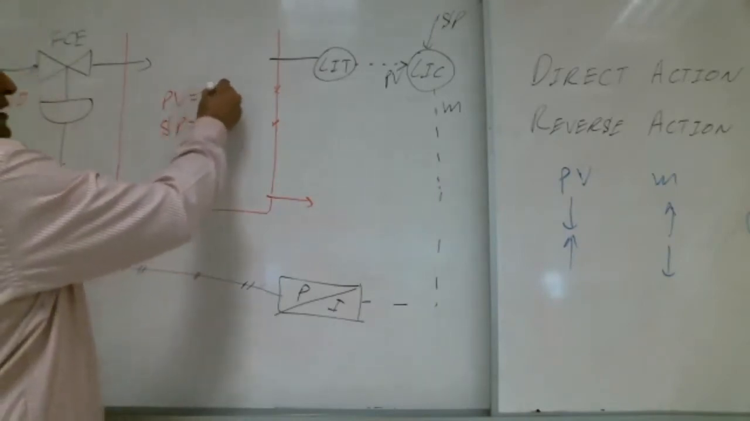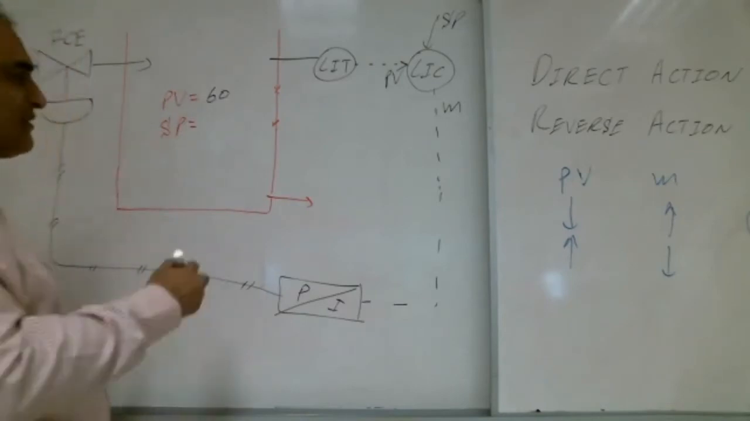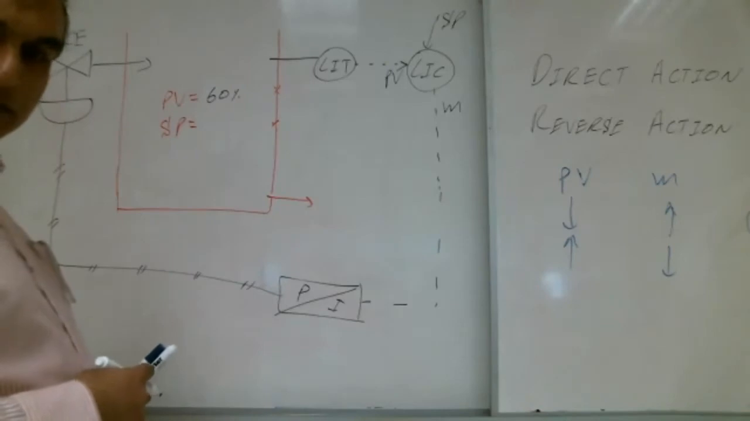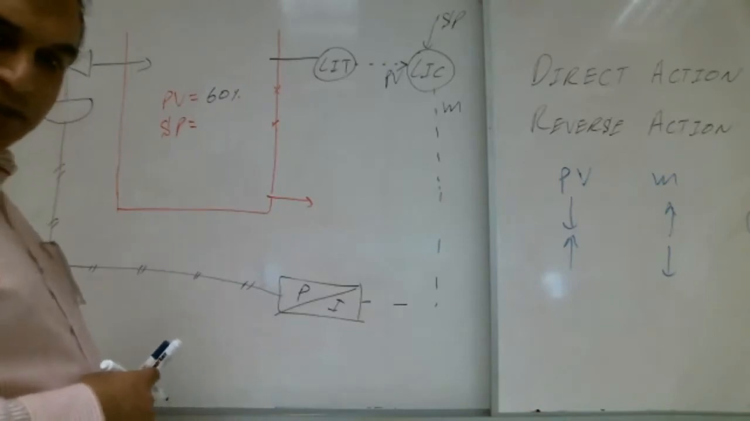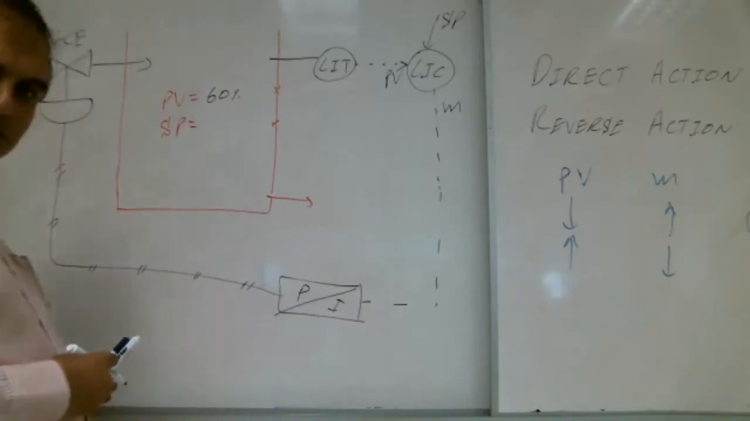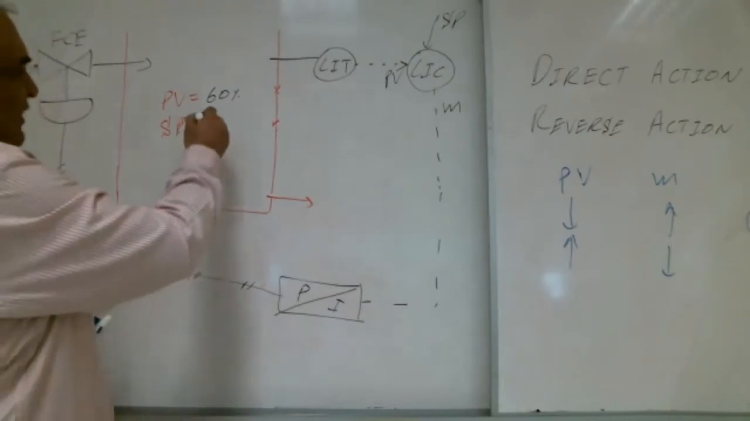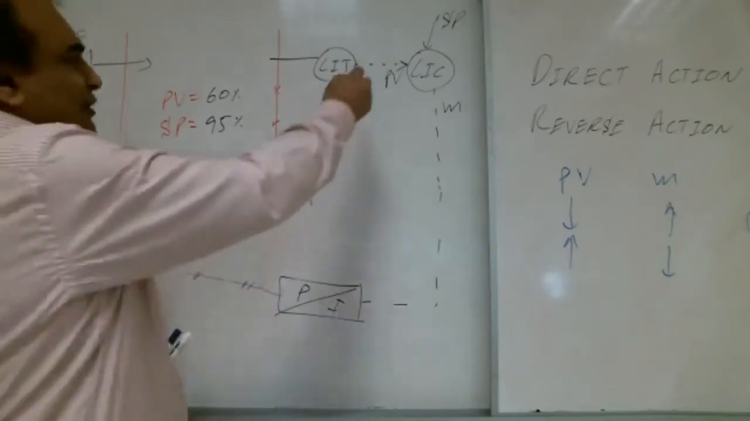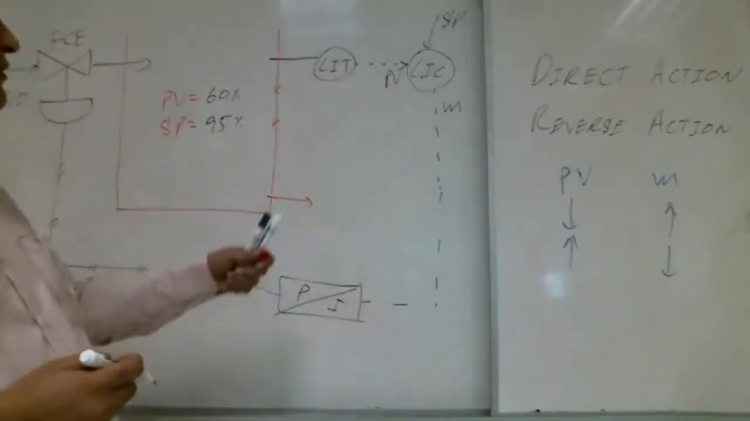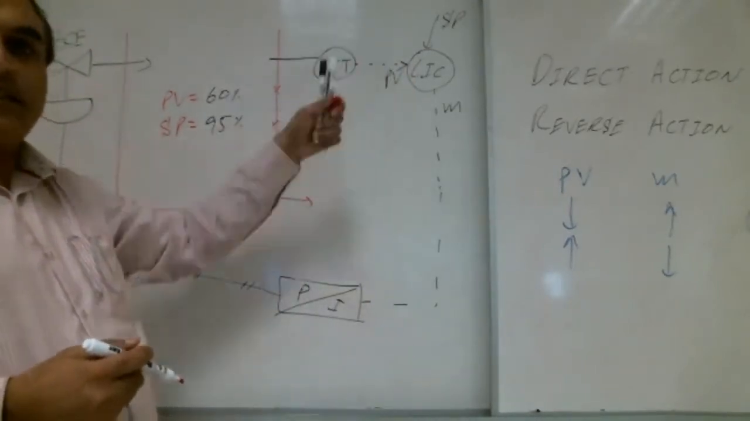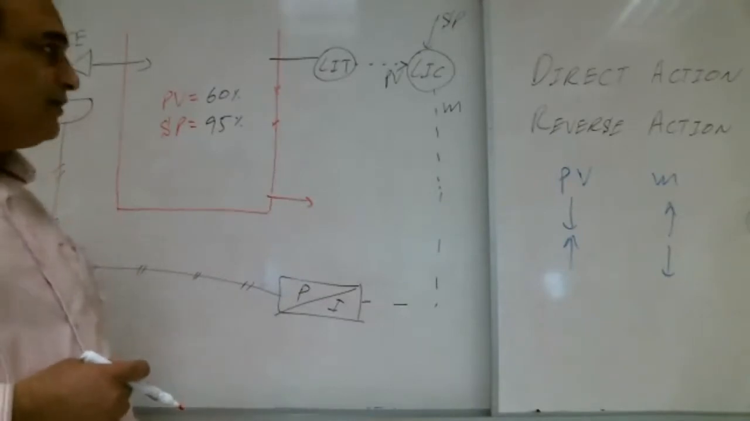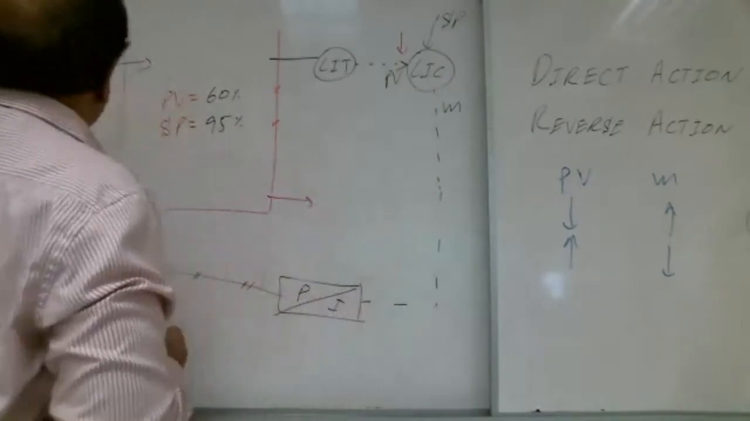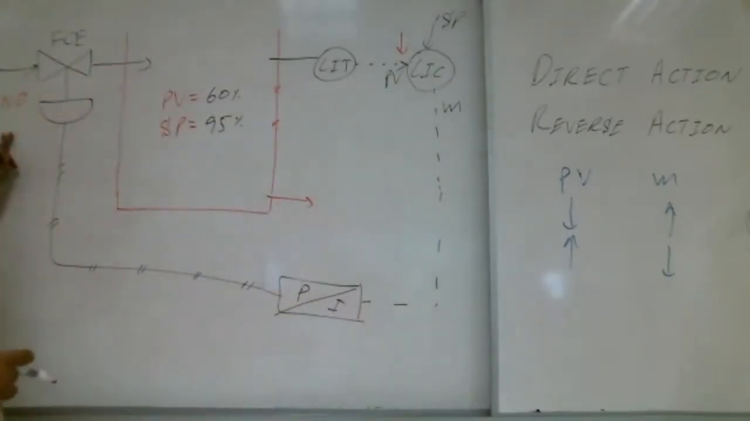Yes, Shabab. Brother Rawad is saying 60%. Please tell me SP. How much SP? 95%. Very good. One brother is saying 95%. Signal here more than needed or less than needed? Less than needed. Very good. So we want to open the valve more or close more?